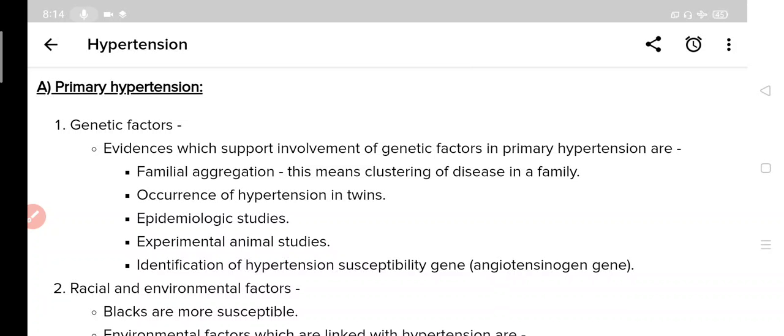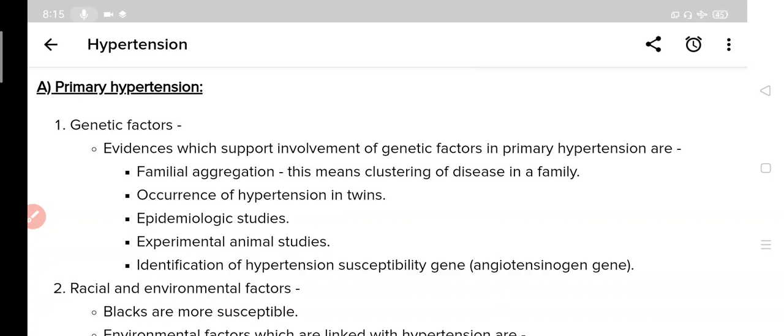Like if the father is hypertensive, his offspring will be hypertensive, his brother may be hypertensive. So many cases of hypertension are found in one family, that is called familial aggregation. And the second point is occurrence of hypertension in twins. So if one sibling is suffering from hypertension in twins, then the other twin most of the time also suffers from hypertension.